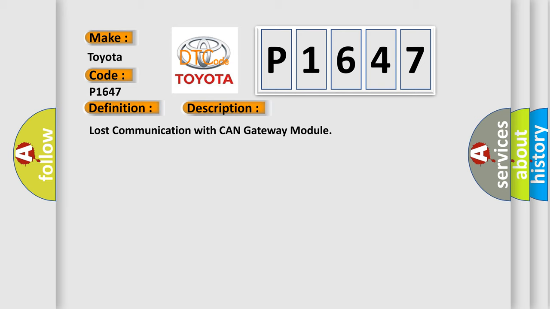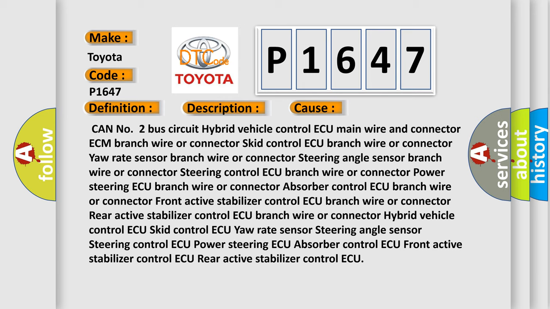This diagnostic error occurs most often in these cases: CAN number 2 bus circuit, hybrid vehicle control ECU main wire and connector, ECM branch wire or connector, skid control ECU branch wire or connector, yaw rate sensor branch wire or connector, steering angle sensor branch wire or connector, steering control ECU branch wire or connector, power steering ECU branch wire or connector, absorber control ECU branch wire or connector, front active stabilizer control ECU branch wire or connector, rear active stabilizer control ECU branch wire or connector, hybrid vehicle control ECU, skid control ECU, yaw rate sensor, steering angle sensor, steering control ECU, power steering ECU, absorber control ECU, front active stabilizer control ECU, rear active stabilizer control ECU.